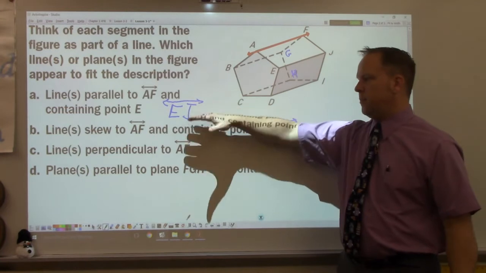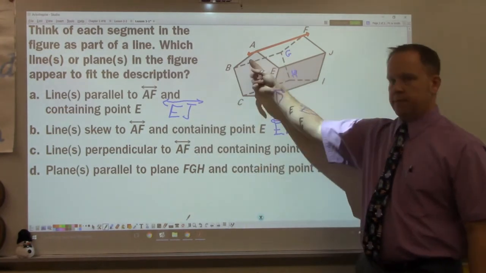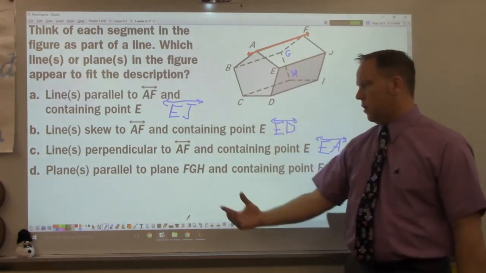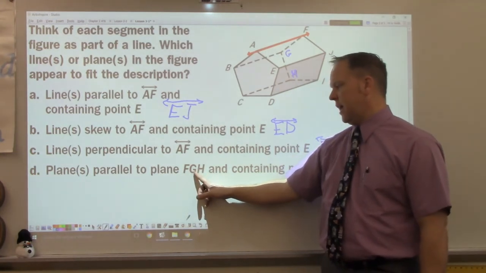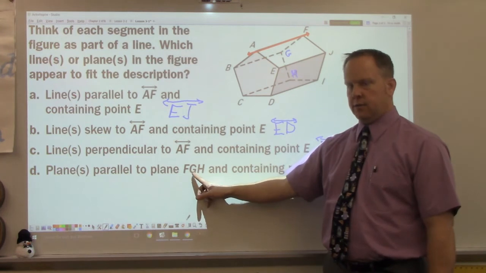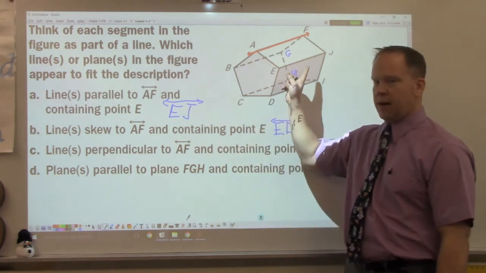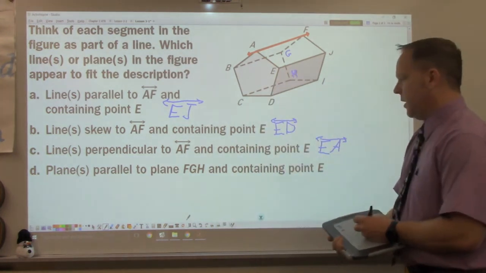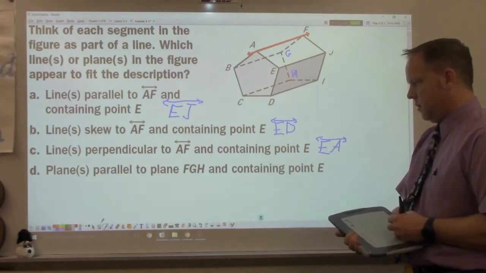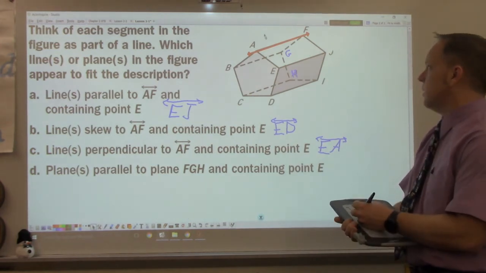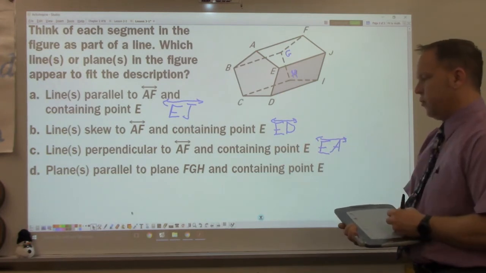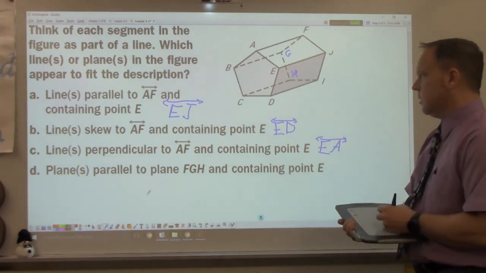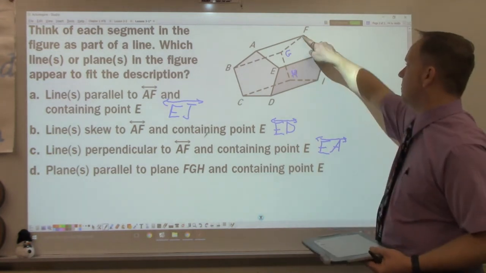Now, A, B, and C dealt with line AF. D wants to know plane or planes that are parallel to plane FGH. So notice they used the G and the H, but they weren't in the diagram. That's why we had to add them. So let me get rid of our highlighted line, because now we're not talking about that anymore. If I'm referring to plane FGH, look where FGH is.